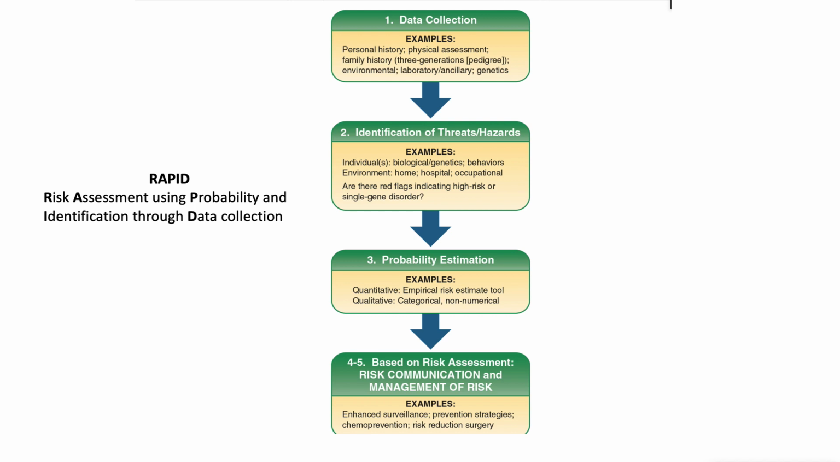From that, you will develop a probability estimate, and that can be both quantitative and qualitative. For the quantitative, we would use empirical risk assessment tools, and there are links to tools that you can use online to determine that. And also there's a more qualitative approach where they are categorical and non-numeric. And then based on the risk assessment, the NP would communicate and manage the risk through enhanced surveillance, prevention strategies, chemoprevention, and risk reduction surgery.